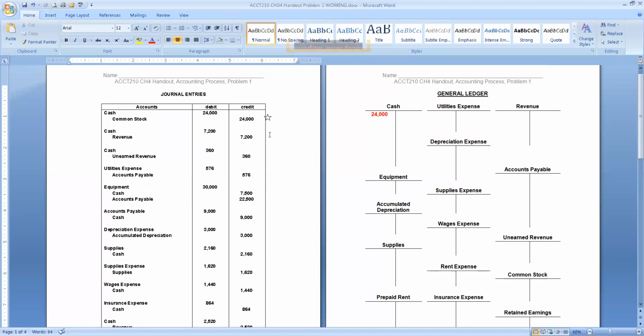Okay, so the debit is for cash. The credit is for common stock. So I'm going to come down here.